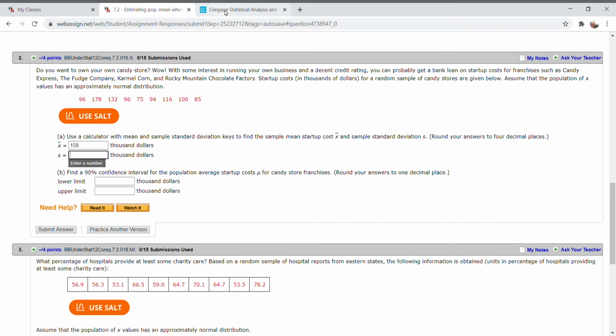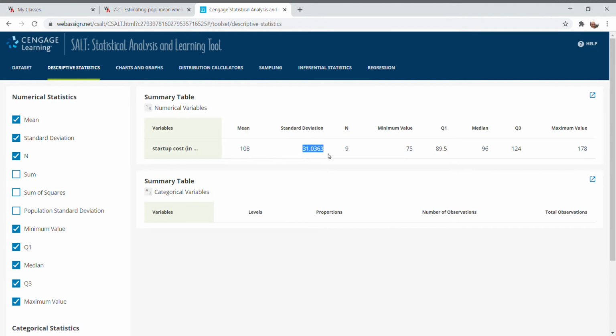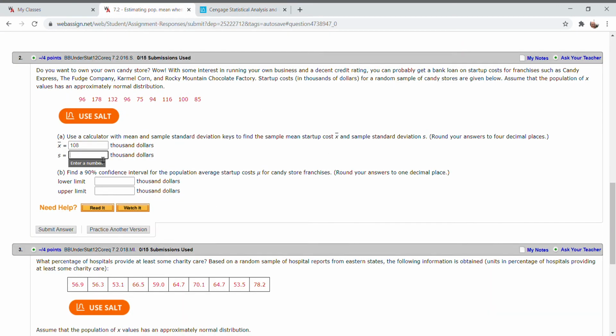This is the sample standard deviation. That's that number. Let's grab it. Make sure the rounding's good, four decimal places. We're okay. Now, here's where we've got to be careful. I'm going to grab a pad and pen.